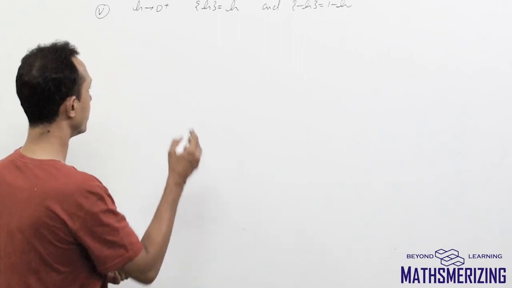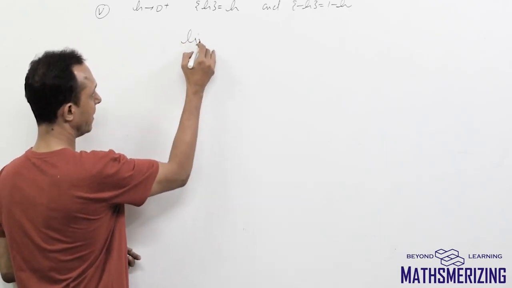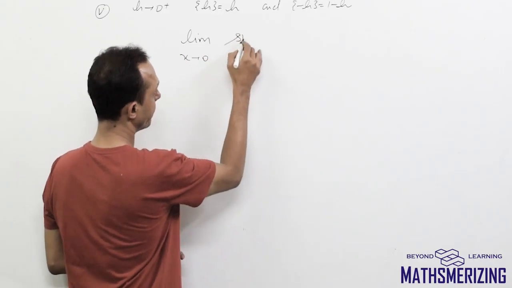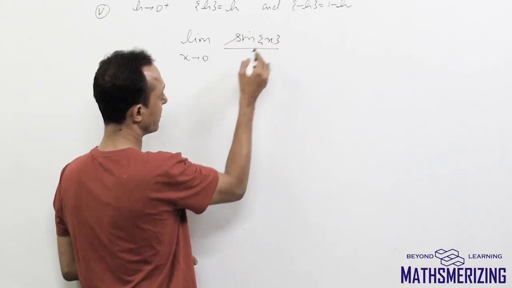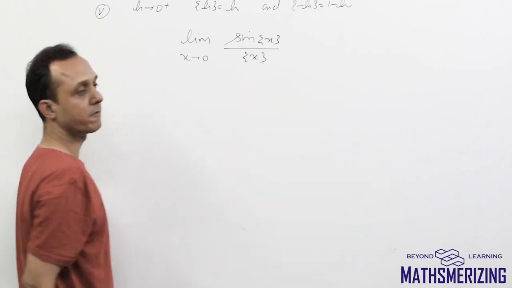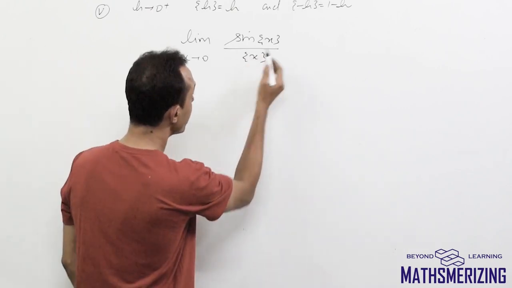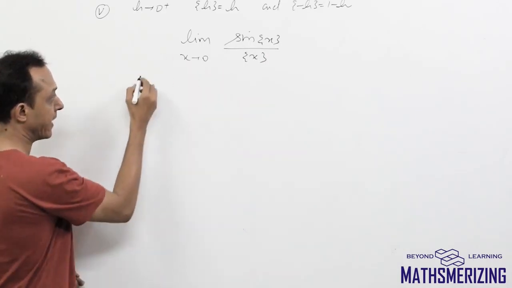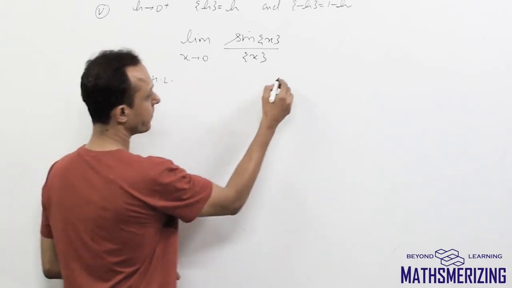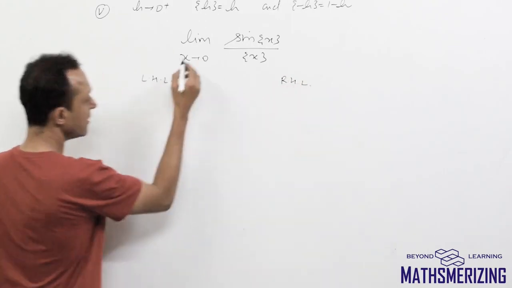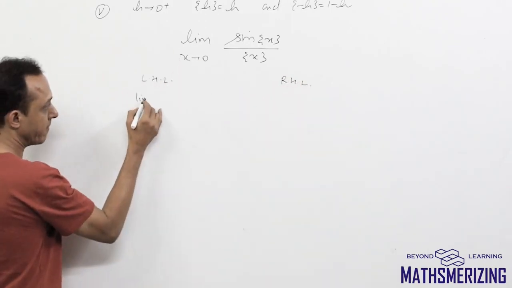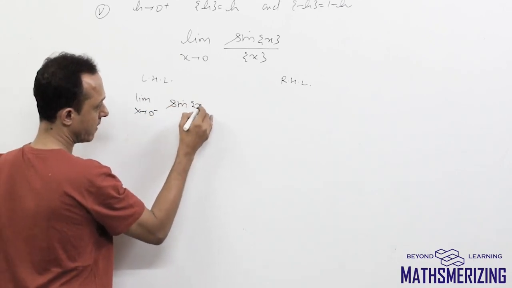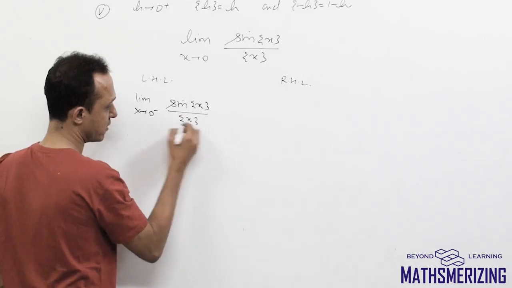Say for example, suppose I have this question: limit x tends to 0 of sine fractional part of x upon fractional part of x. Because I know it's a fractional part function and the fractional part function is discontinuous at 0, I need to take the left hand limit and right hand limit separately. So I'll write the left hand limit: limit x tends to 0 negative, sine fractional part of x upon fractional part of x.